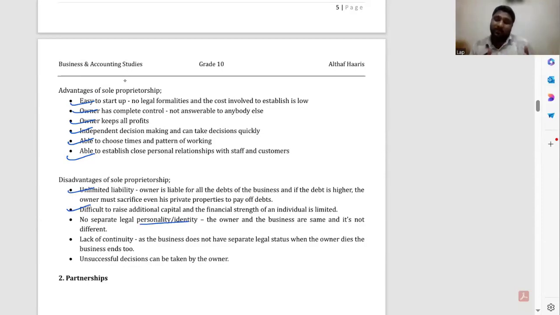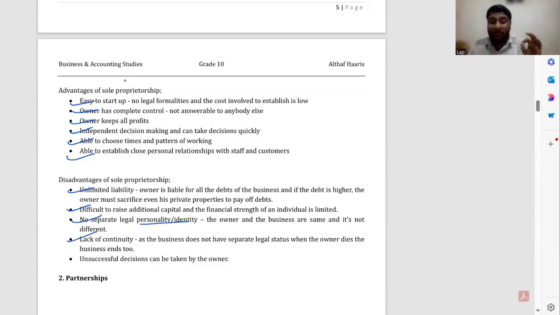Both are the same. If my name and his name are the same, I don't need to register. Sunil Pereira, Sunil Pereira, what to register? But Sunil Pereira and Sunil Traders are two different names, so I have to register the name. I have to tell that the name is mine. Lack of continuity: if I die, the business also dies. That's it, because I and him are the same.